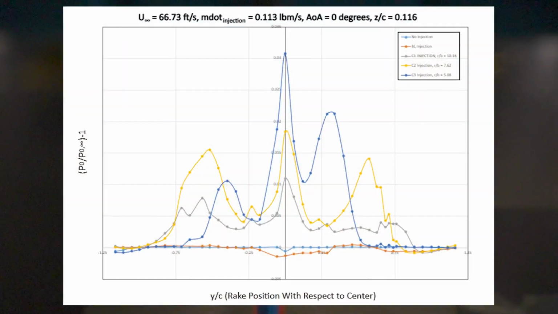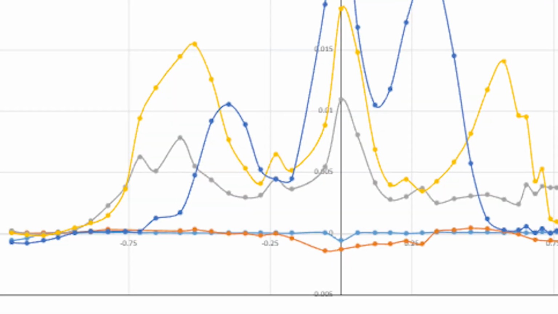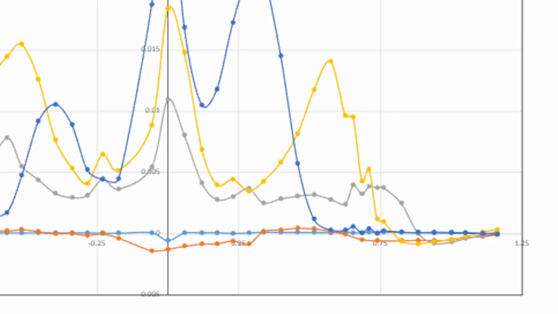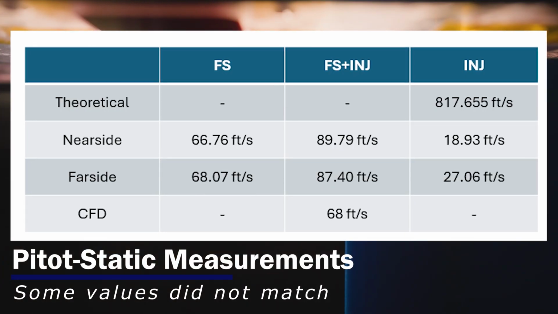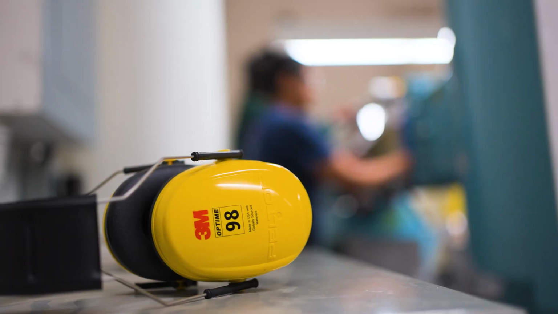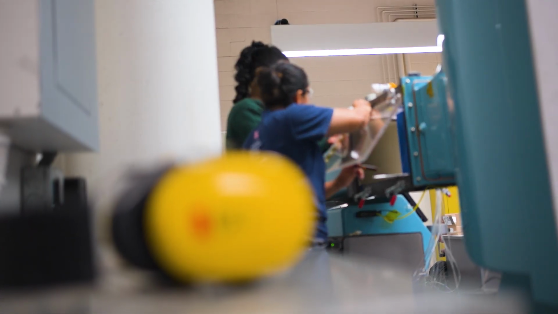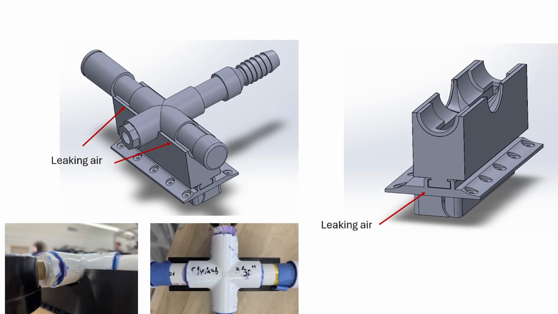We also found that using a finite rather than infinite slot introduced edge effects and enhanced boundary layer effects around the corners of the slot located at plus or minus 0.625 of the normalized rake position. We believe this complex behavior also impeded the accuracy of pitot-static measurements of the slot exit. The primary challenge we faced was having unwanted leaks in the system. We were able to reduce them but were unable to make it completely leak-proof while maintaining the modular design.